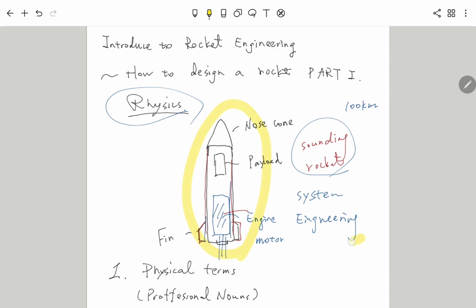It's a very complicated system. How do we utilize the system engineering to design the rocket? Well, it's not so hard as you think, because we will use physics. As you know, we learn physics as a high school student. Physics is the father of all engineering fields.